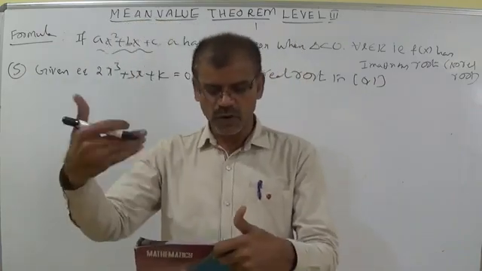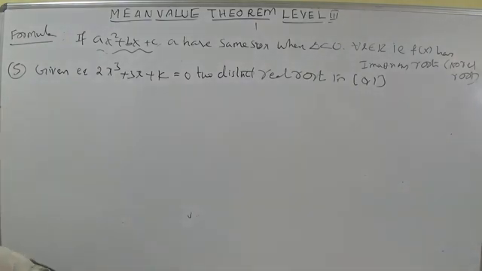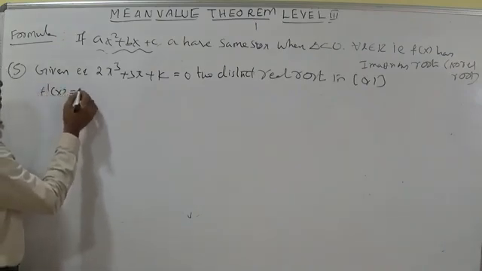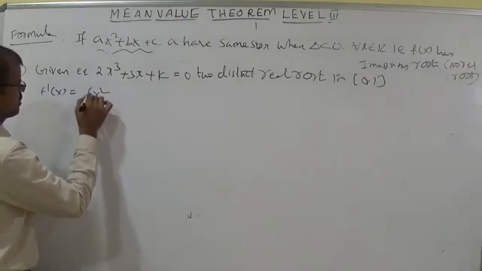Then, according to the options, what is it? The real number k we should calculate. What is the value of the real number k? To calculate the value of the real number k, let us discuss according to Rolle's theorem, f dash x. f dash x is equal to, this is 6x square.